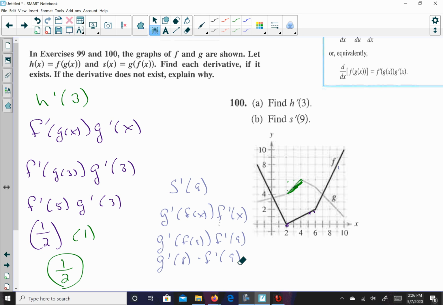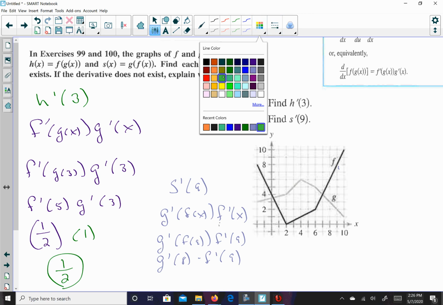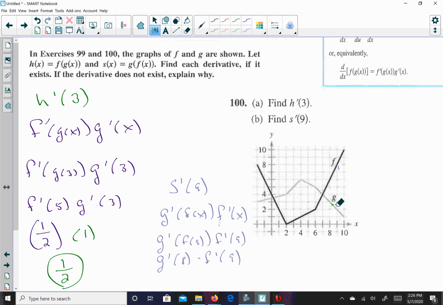So now I'm going to erase all these. So now I go to g, so I'm looking at this line, I look at 8, so I want the slope of this line here, which if I go from this point here to this point here, it's like I go down 2 and over 2, so that slope is -1, and then the slope of f at 9, so I'm here at 9, so I want the slope from here. Slope of this, well, I'm just going to go from these 2 points.